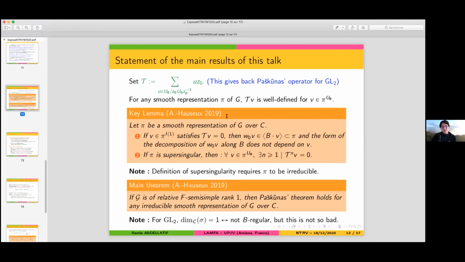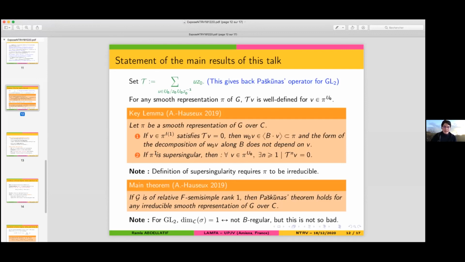If you start from a smooth representation V and you take a non-zero, okay, if V is 0 it works too, but the interesting thing is that if you take a non-zero I1-invariant vector, then the action of W naught on this vector is given by upper triangular matrices again. And as in the GL2 case, you can decompose W naught V as a sum of BIs times V, and the BIs do not depend on the choice of V. And that's really crucial in the proofs. And it's really, really nice, actually.